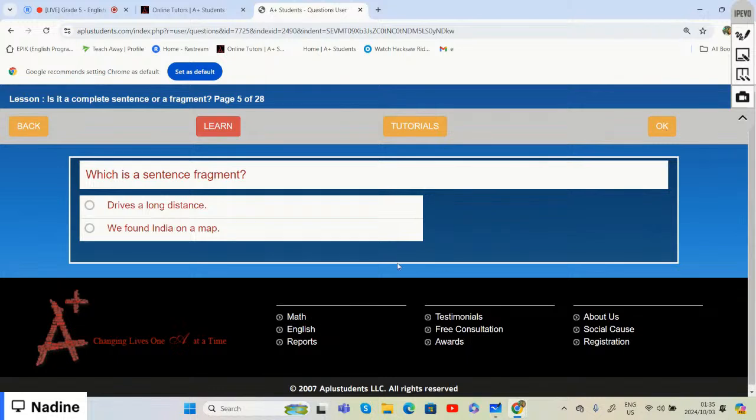So well done. All right, the next one says, which is a sentence fragment? Is it option one, drives a long distance? Or option two, we found India on a map?